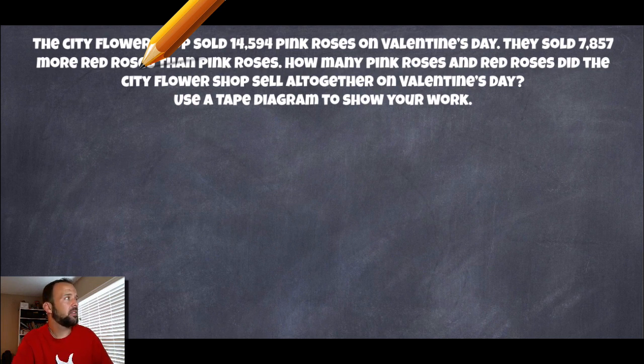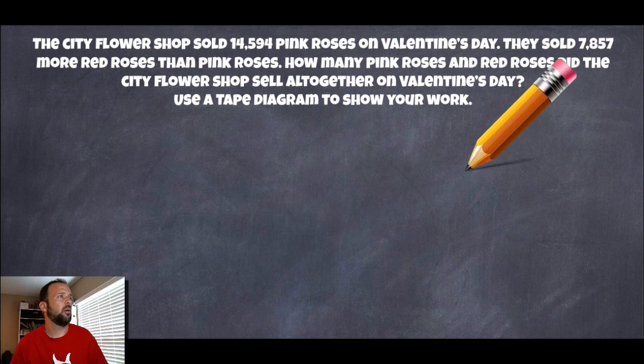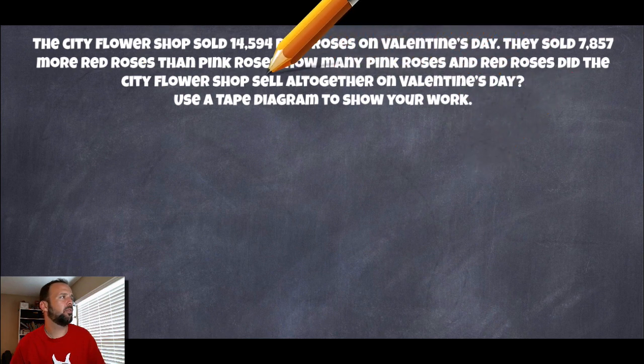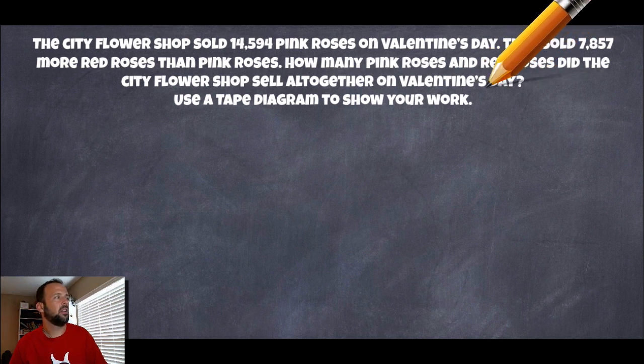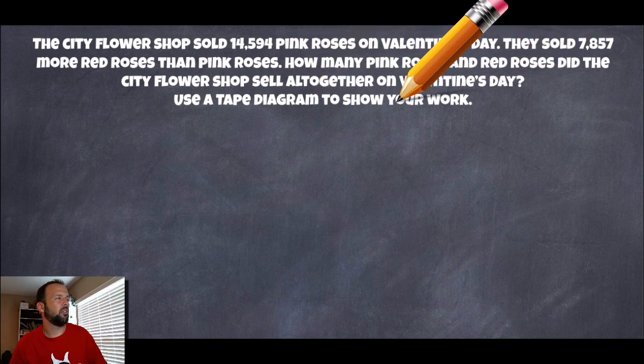So this one says, the city flower shop sold 14,594 pink roses on Valentine's Day. That's a lot of roses. They sold 7,857 more roses than pink roses, more red roses than pink roses. Okay, so they sold two different colors. That's what I'm seeing so far. How many pink roses and red roses did the city flower shop sell altogether on Valentine's Day? All right. And they want us to use a tape diagram to show our work.